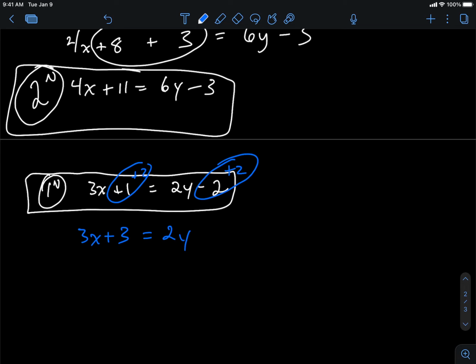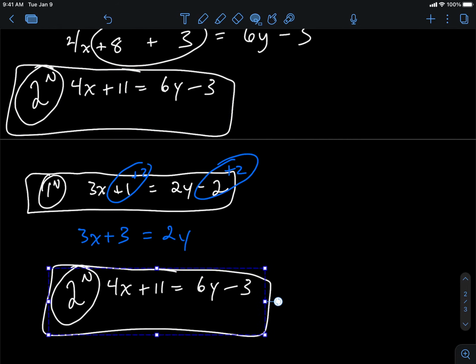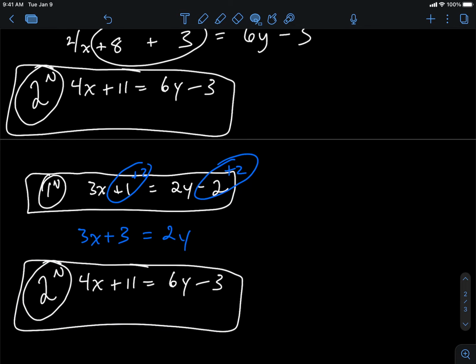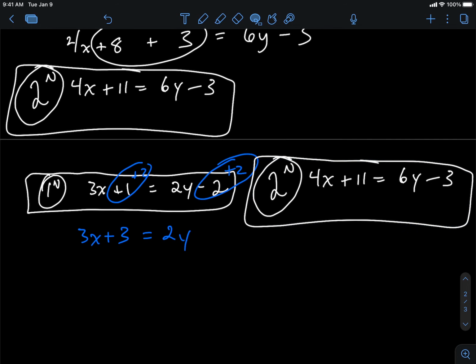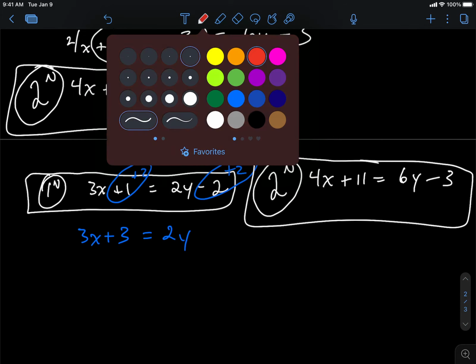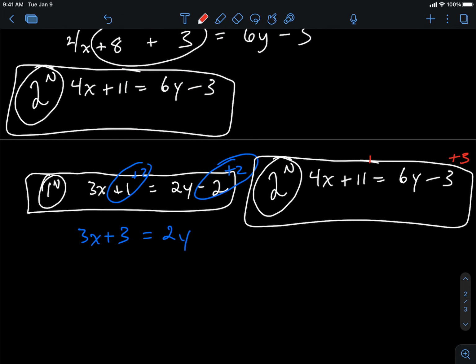Okay, and then let's take my second equation, my number 2 here, right? I'll copy it as well. Or maybe I'll put it over here again. I'm going to create a 0 pair here. I'm going to add 3, and what I do to one side I've got to do to the other. That's a 0 pair now. But 11 plus 3, well, that's 14. So 4x plus 14 equals 6y.